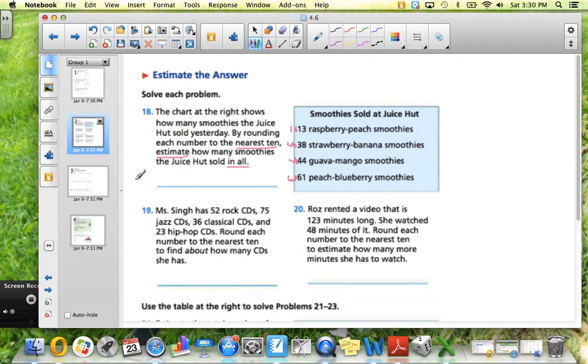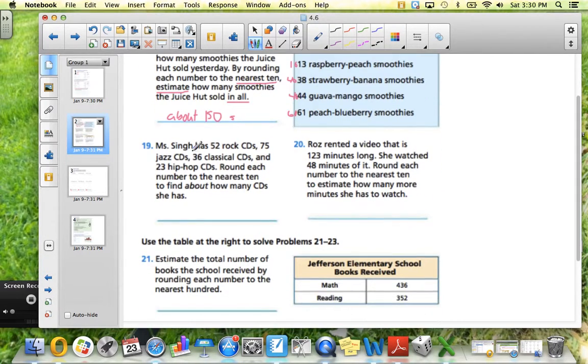Okay, so if we add 60 to 40, that's 100, and then 40 to 10 is 50, so 150. And make sure you're writing about before your answer, about 150 smoothies. I'm not going to write smoothies because it'll take forever, but you need to write it because you always have to label. And make sure you write about because it's not the exact answer, it's about that answer since we rounded.